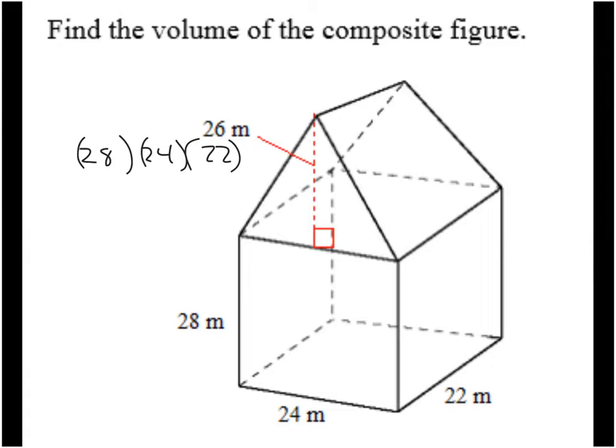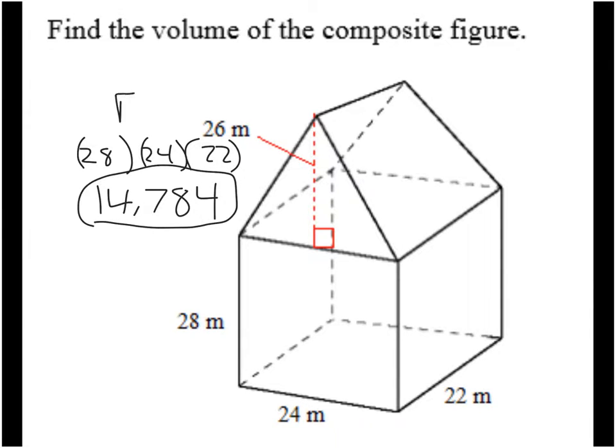And as good as I am, I'm going to use the calculator. And I got 14,784. Right away, you could say we're going to work with some big numbers today. So that's the rectangle. Now we've got to get the triangle. The triangle, we need to find the base times the height.